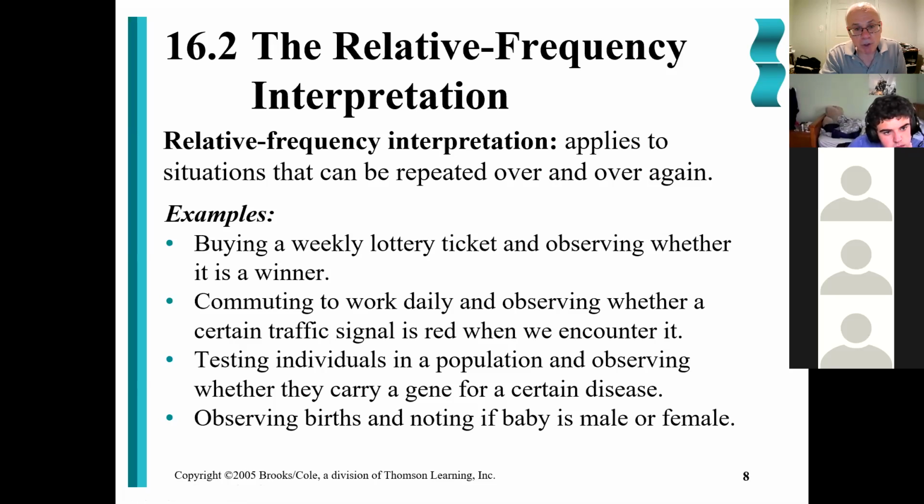And that would be what's called a relative frequency, or it could be a proportion, another way of saying it. We could test people in a population and observe whether they carry a gene for a certain disease, right? We can count the number of babies that are male versus female when they're born. These are all based on a relative frequency approach. Okay.